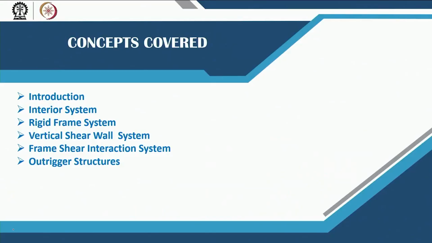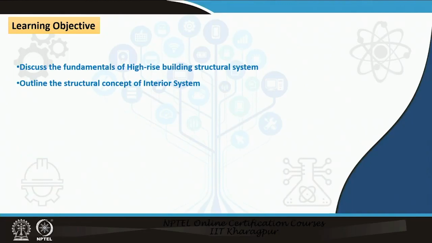We will start with the introduction, then we will go to the interior system, one of the systems that is adopted for the high-rise building structural system. Then we will discuss the various types of interior systems like the rigid frame system, the vertical shear wall system, the frame shear interaction system, and finally the outrigger structure. The learning objective of this lecture is to discuss the fundamentals of high-rise buildings and their structural systems, and then outline the concept of all the interior type of building systems.